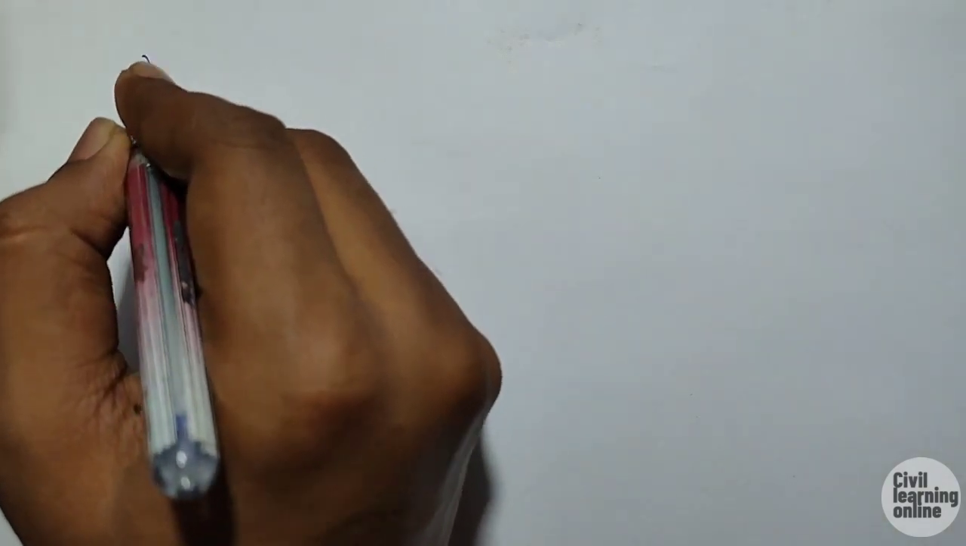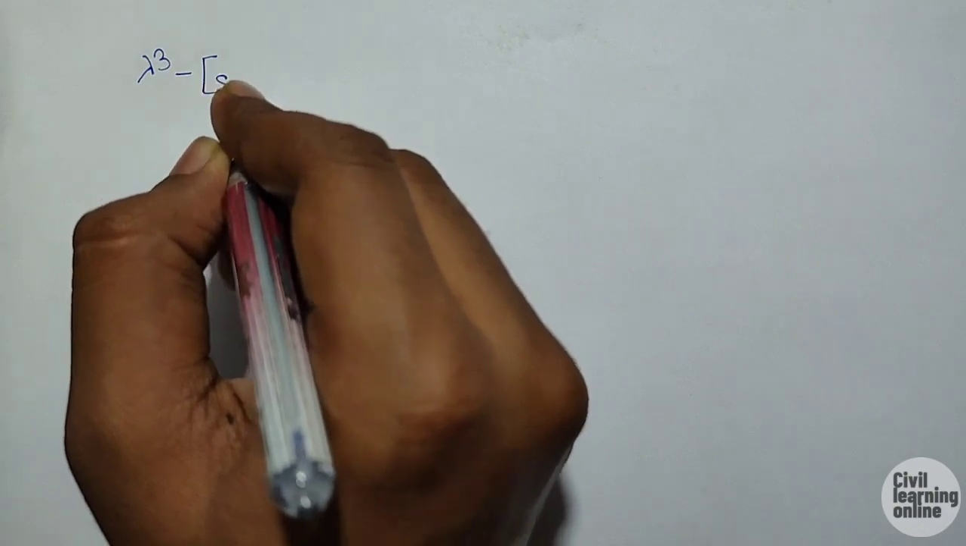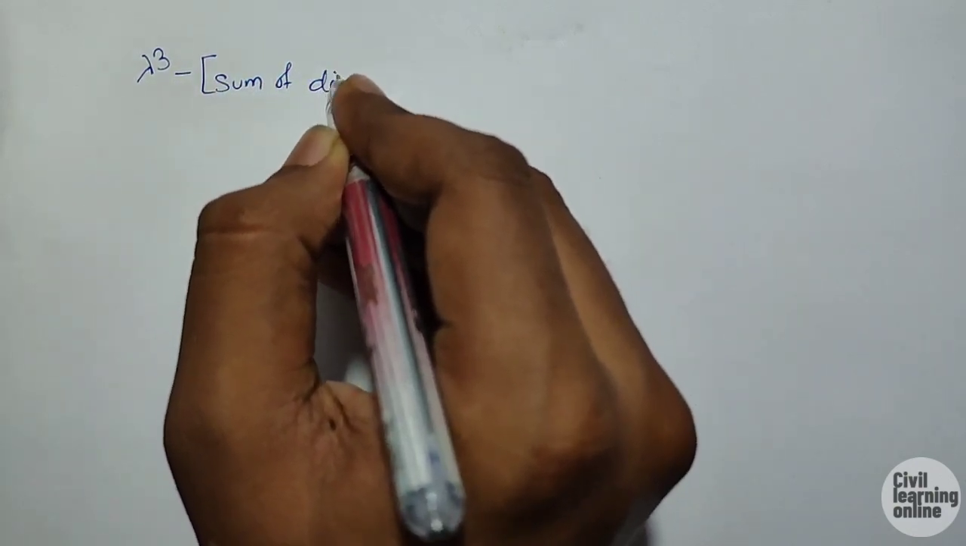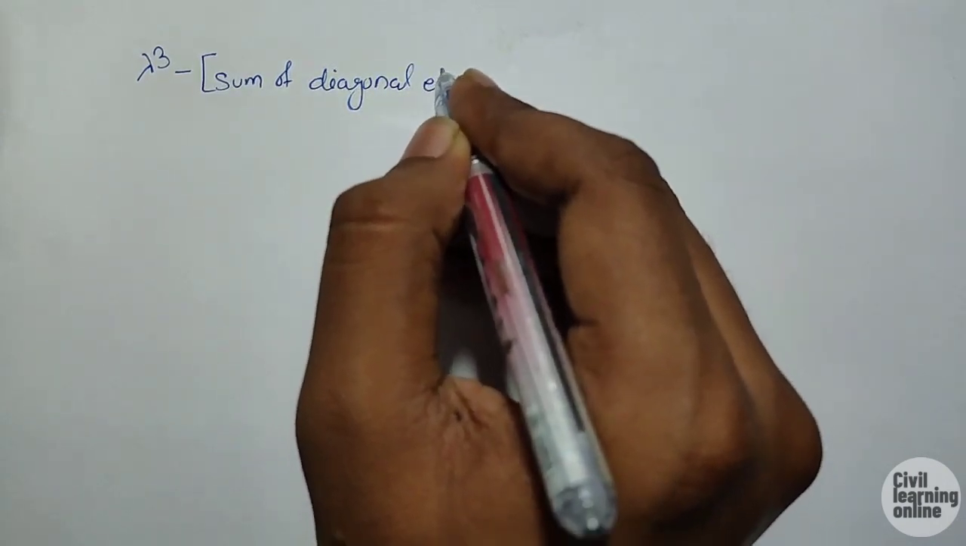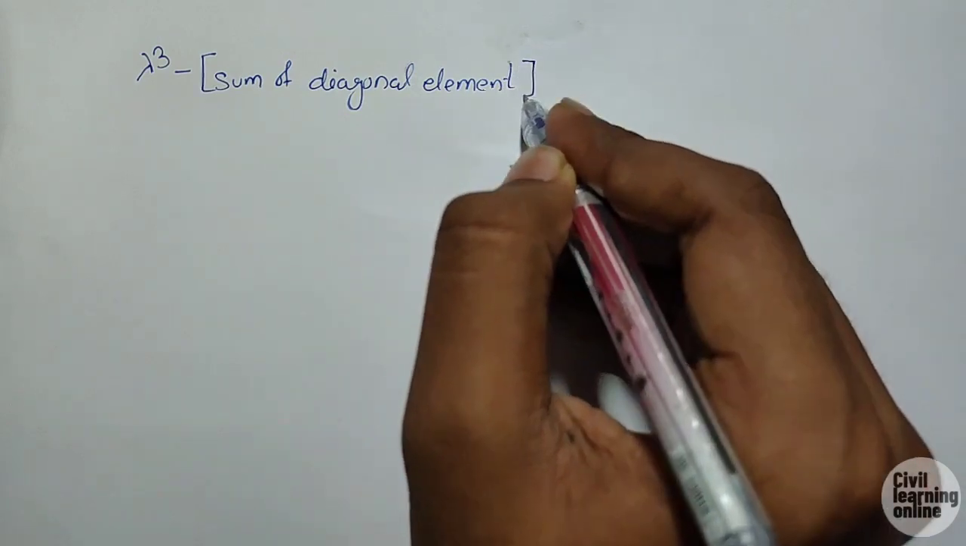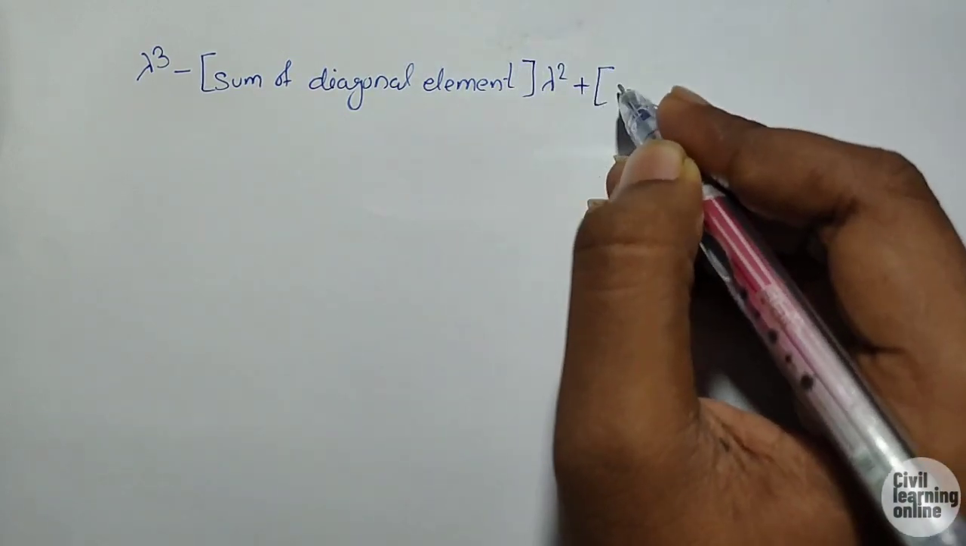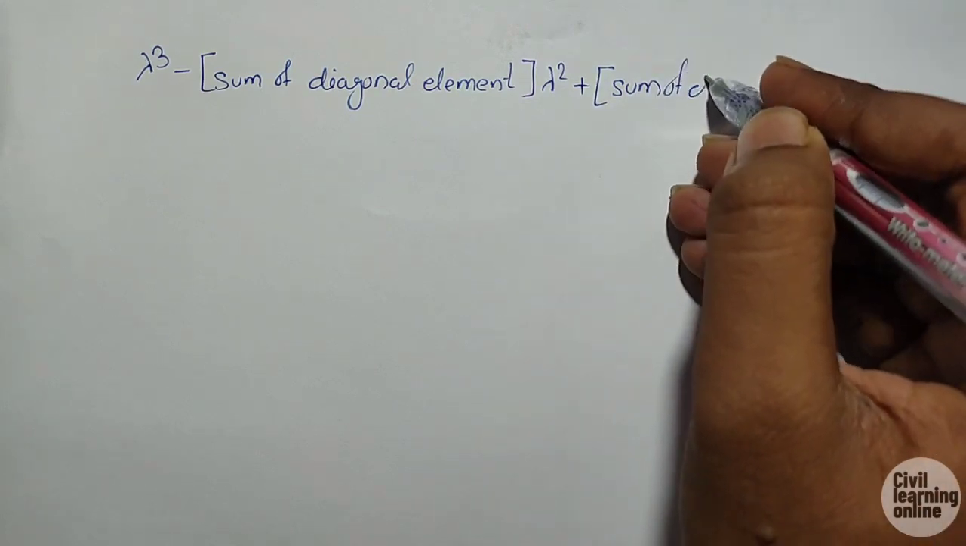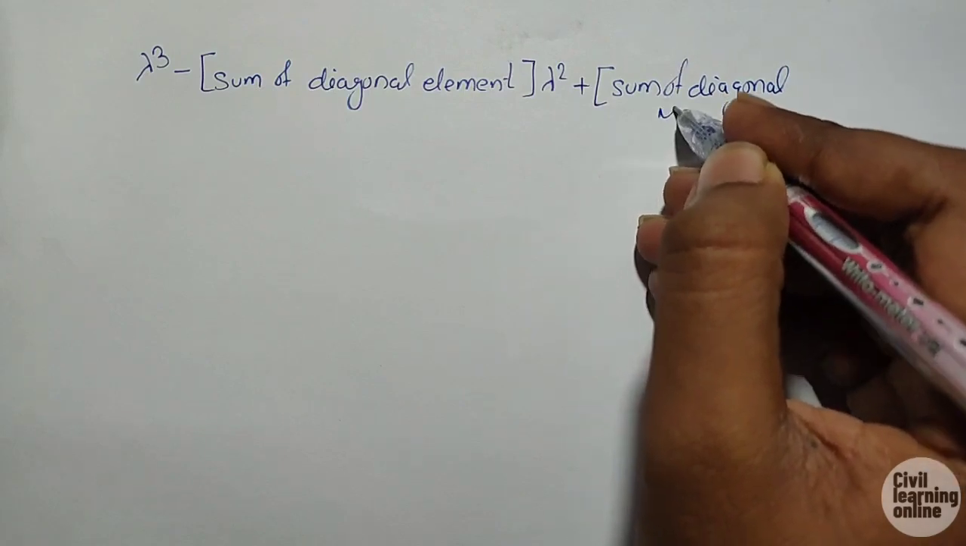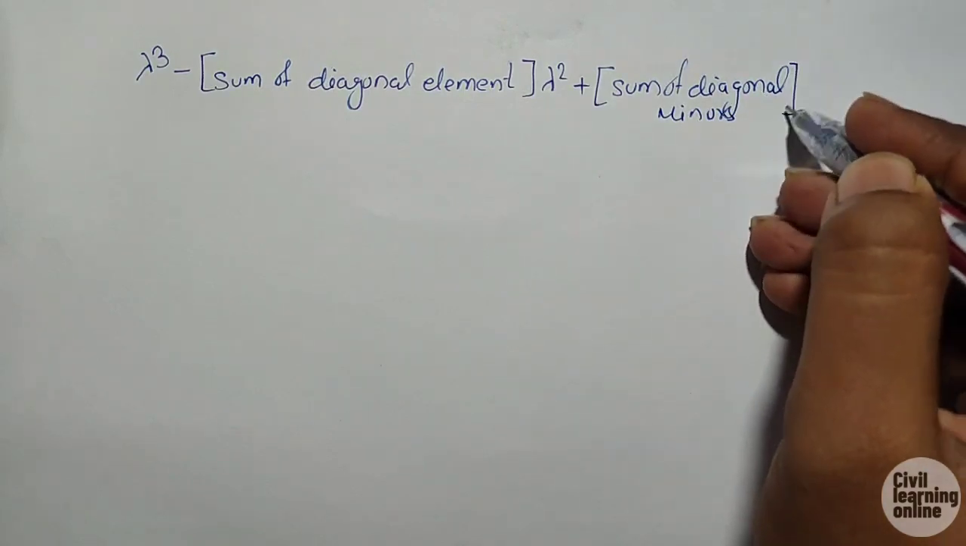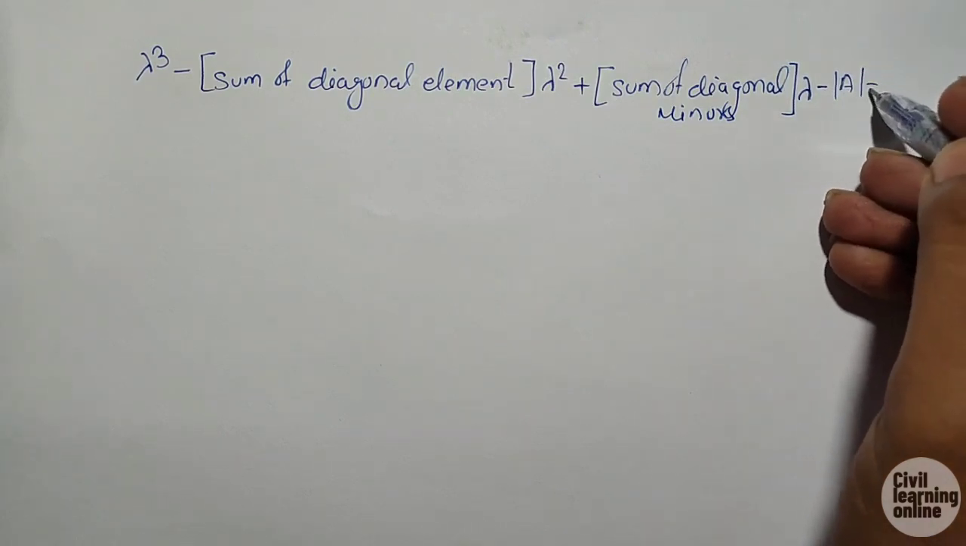Now guys, here lambda represents a constant, or we can simply say the eigenvalue. While finding the eigenvalues of a 3 by 3 matrix, we will use a formula, and the formula is given by lambda cube minus the sum of diagonal elements times lambda square plus the sum of diagonal minors times lambda minus the determinant of A equals 0.